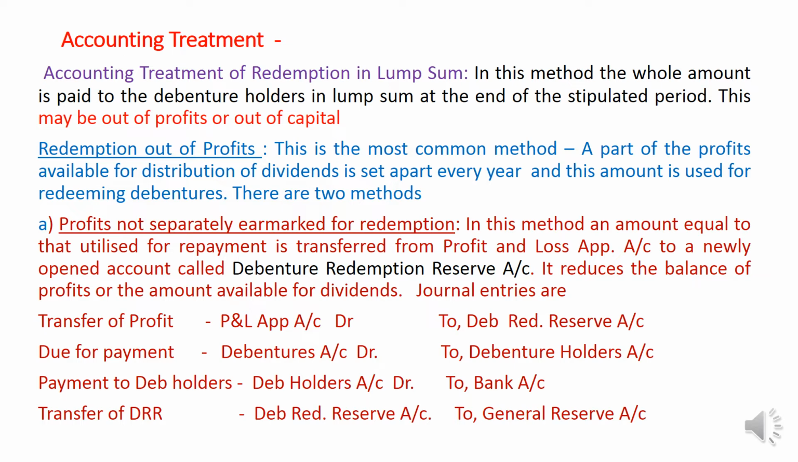So that 1 lakh rupees is transferred to an account called debenture redemption reserve account. So the amount of profit for the purpose of dividend will be decreased due to this transfer.